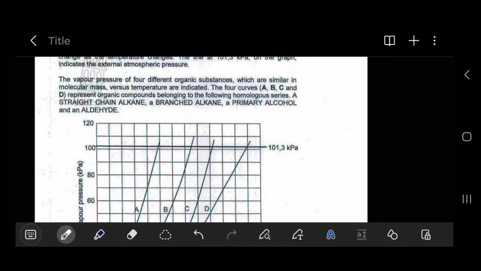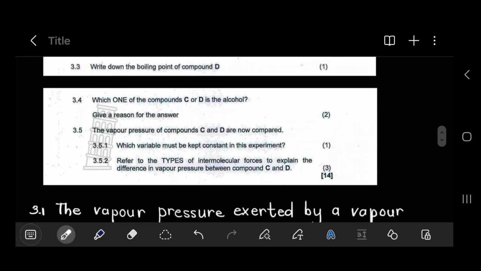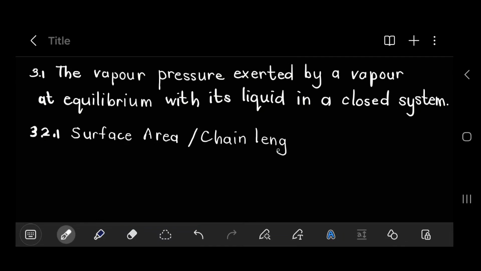So the most correct answer here, among the few that you can have, would be surface area. I'm just going to fill in the other answers that you could have here. We could even say chain length, or we could say type of organic compound.